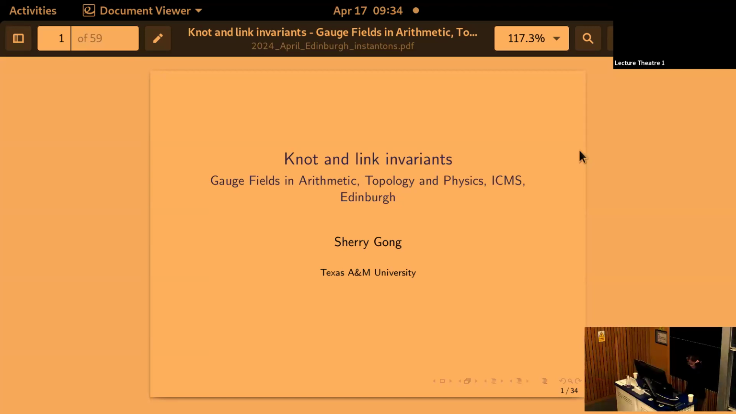Yes. Okay. So yeah, thank you so much for inviting me. I'm really happy to be here. So I'm going to be telling you about some knot and link invariants. I wasn't really sure how much topology background people would have, so I did some of the topology stuff in somehow more detail than I certainly would for a topology audience. So I hope I'm not going to bore you, but we're going to talk about knot and link invariants from instantons.